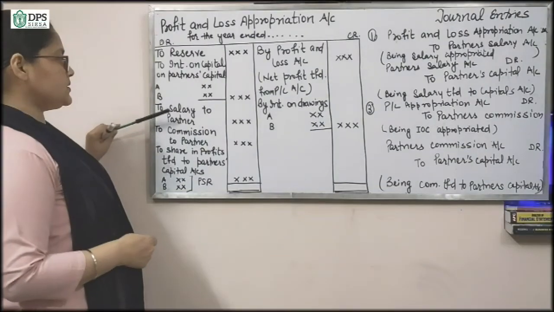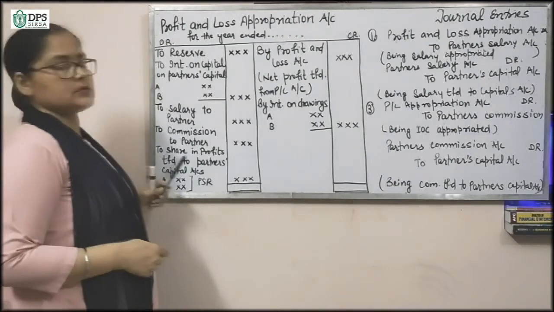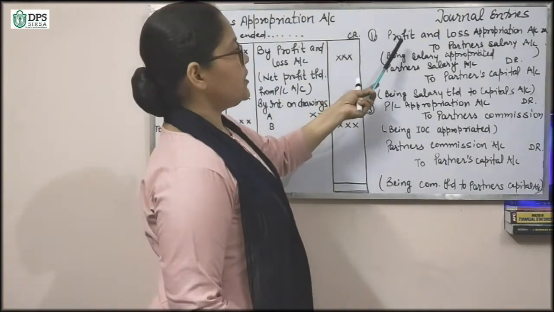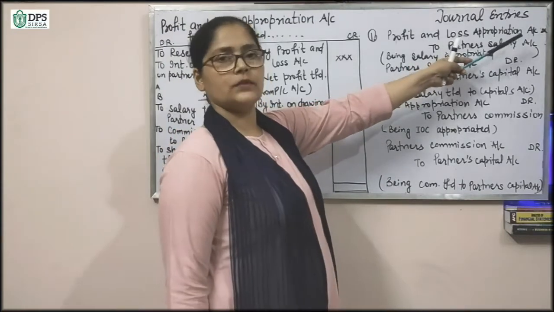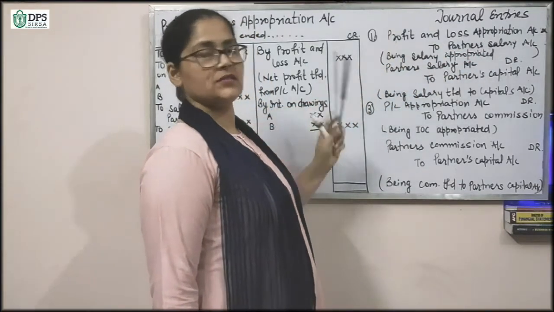Our next transaction is salary to partner. So what is the journal entry of this? Profit and loss appropriation account debit, just as in other transactions.